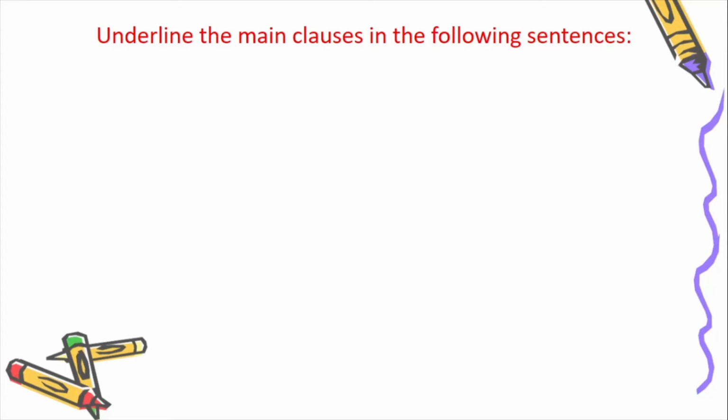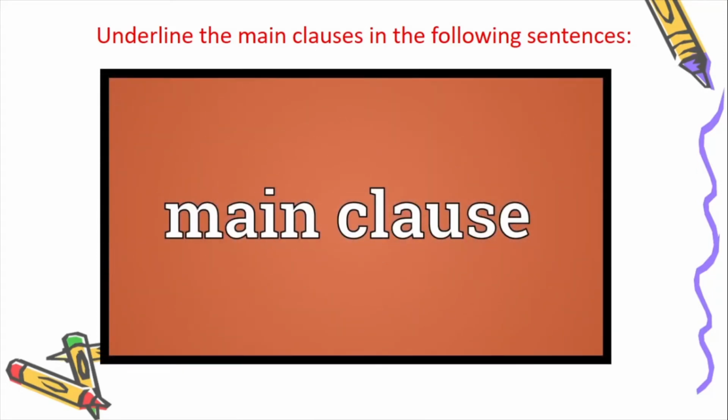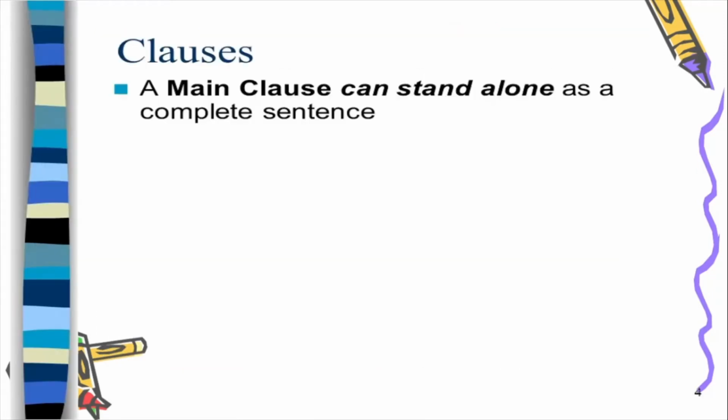Now to underline the clause, you will have to know what the meaning of clause is. We have of course learnt about the meaning of clauses previously also, but when it comes up as part of a lesson, we always do it once again. So let us see what the main clauses are, what is the meaning of the main clause, and then we will go and underline the clauses which are part of our exercise. So a main clause can stand alone as a complete sentence.